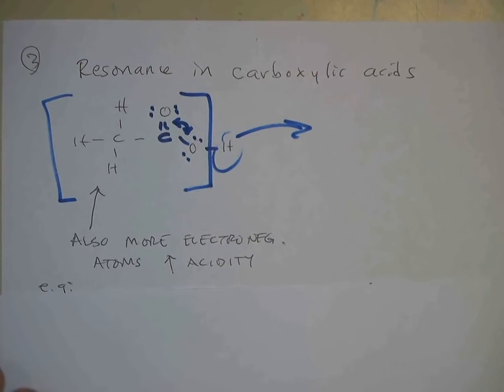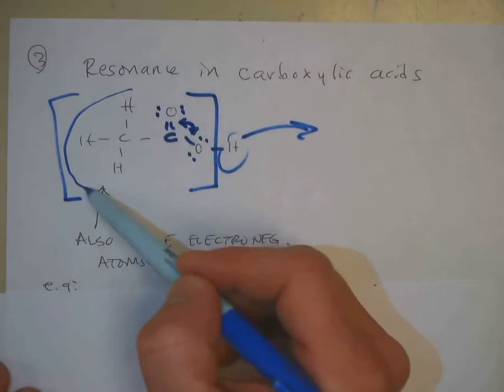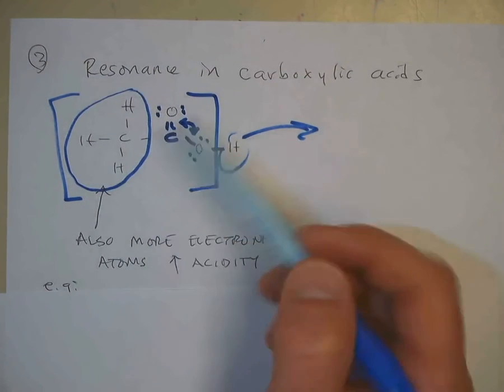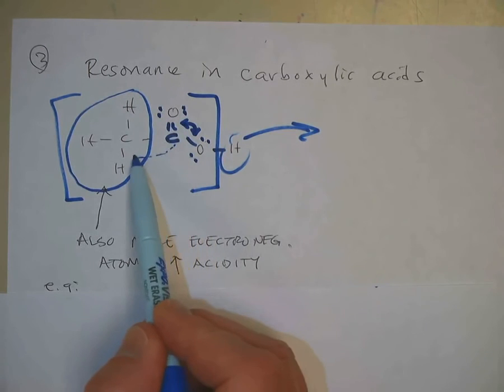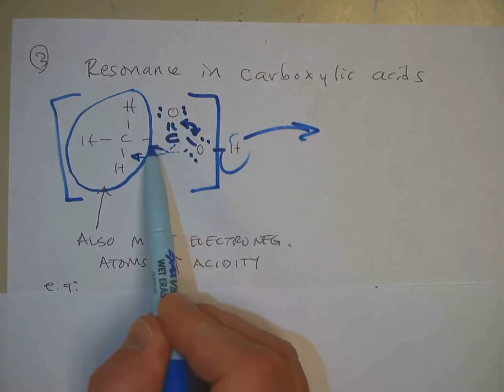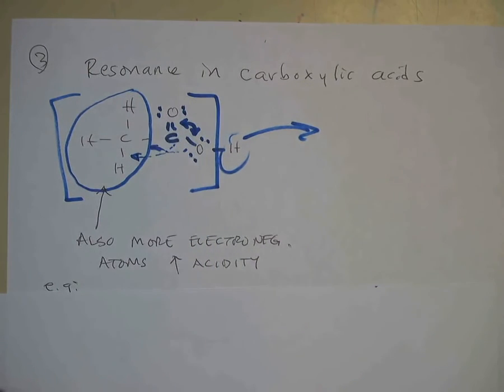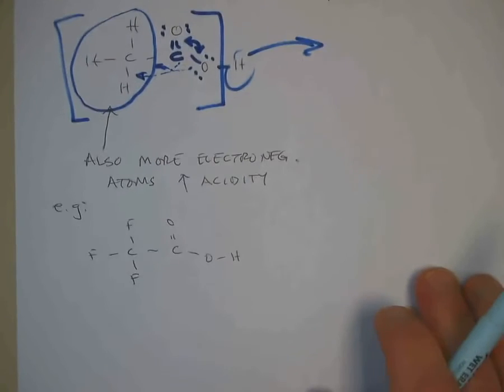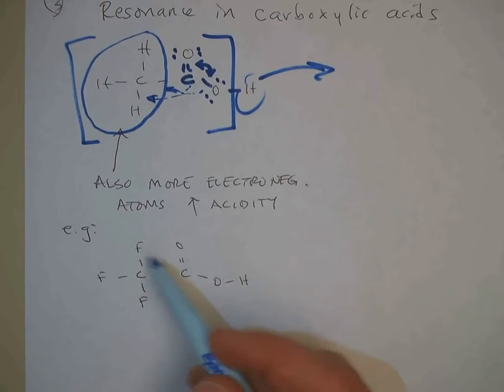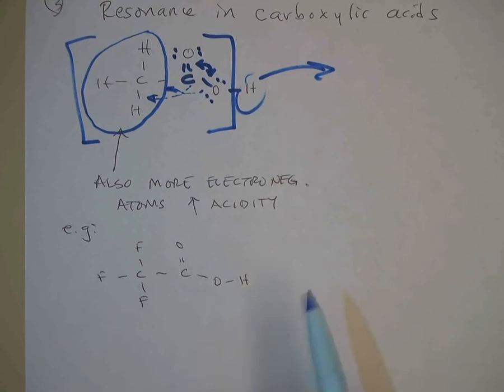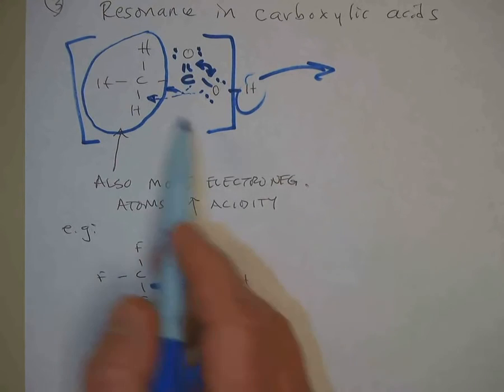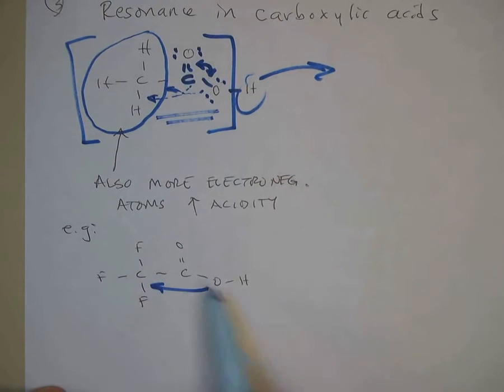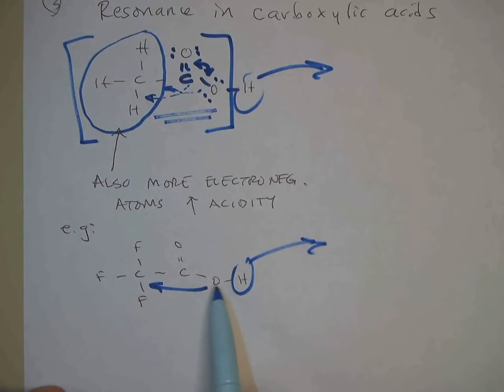Also, if you have more electronegative atoms around this portion of the molecule, it will be able to pull the electron density a little bit more this way, and it'll be able to release the hydrogen a little bit quicker. So, for example, this molecule right down here that has fluorines all around the carbon would be a little bit stronger acid than just this regular carboxylic acid, because it'd be easier to release that proton because the electrons are pulled more towards the electronegative fluorines.